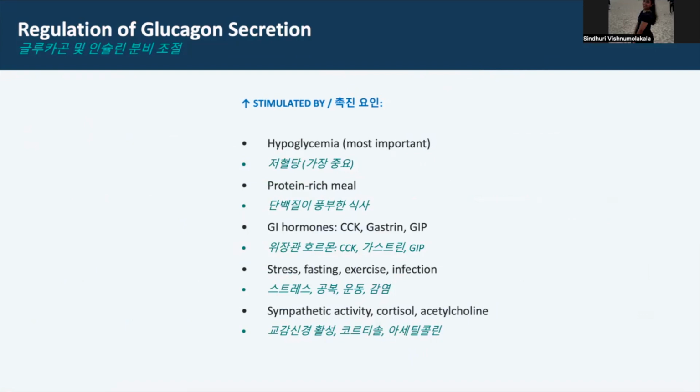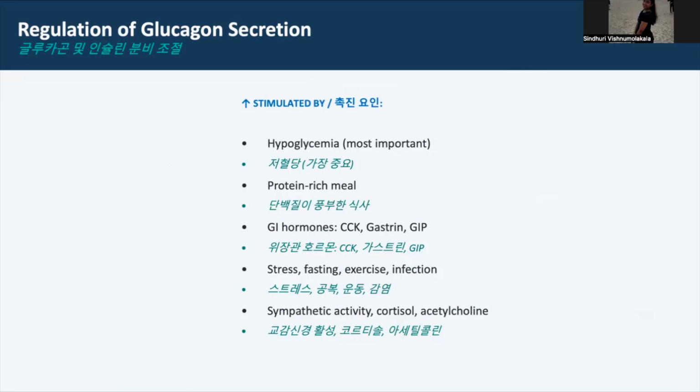Now let's understand the regulation of glucagon secretion. Regulation is how it is stimulated and how it is inhibited. So, hypoglycemia. When there is low sugar, insulin is stimulated. When you have a protein rich meal, insulin is stimulated. When there are GI hormones like CCK, gastrin, GIP, insulin is stimulated. I'm so sorry, we are discussing the glucagon regulation.